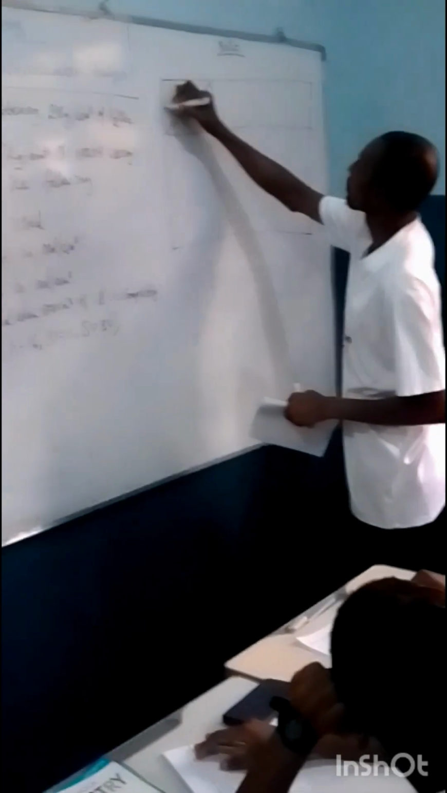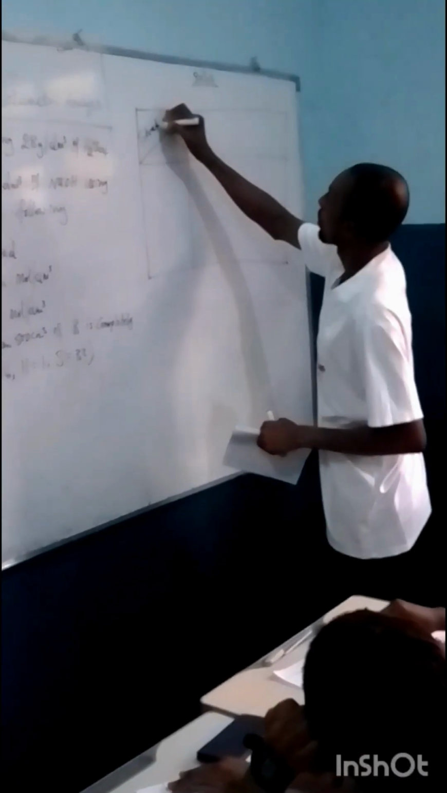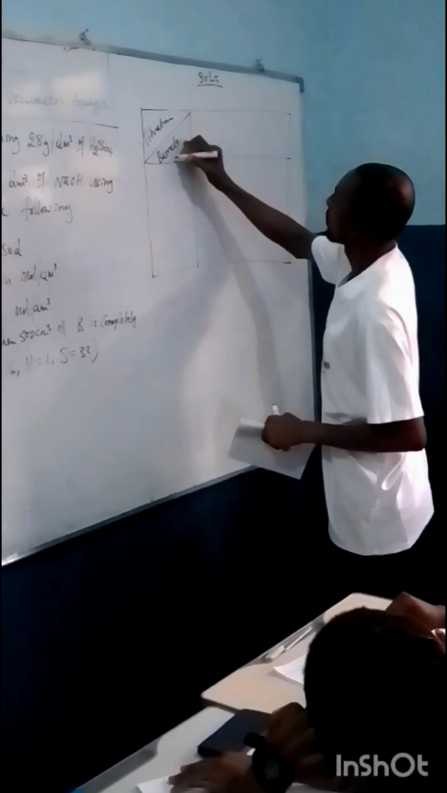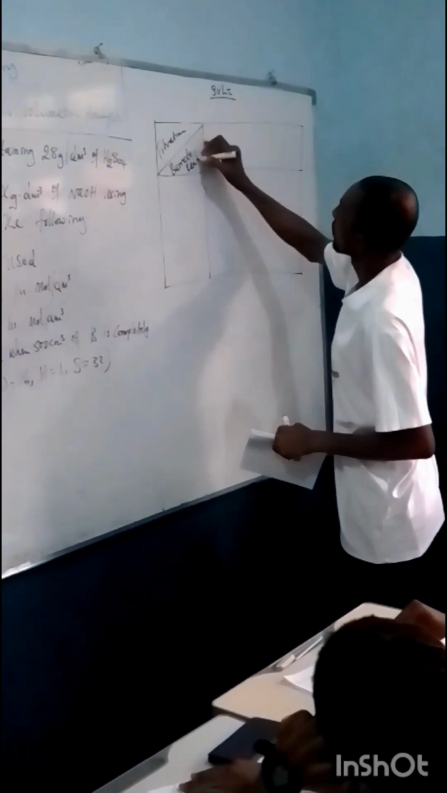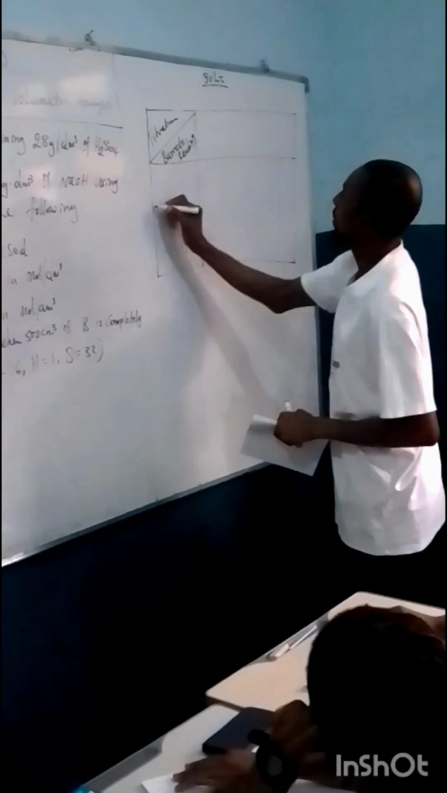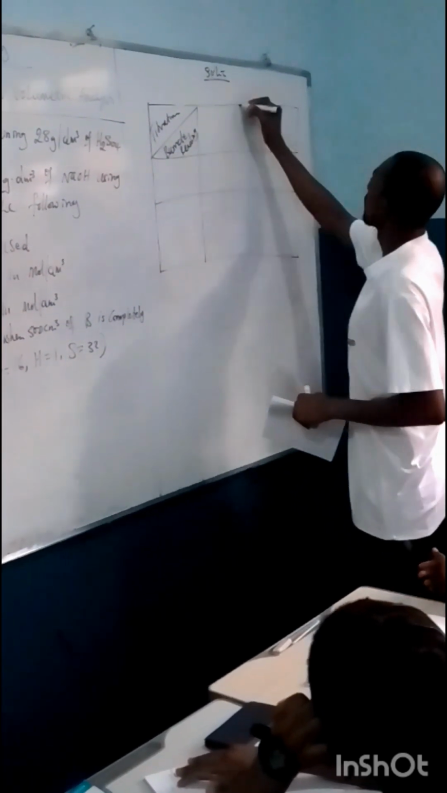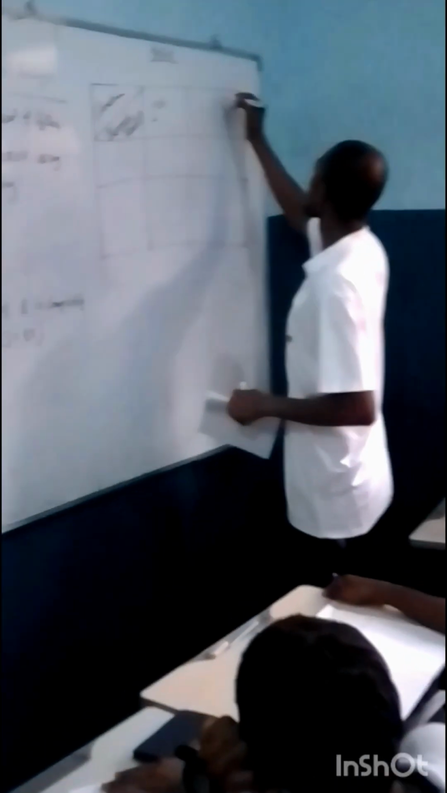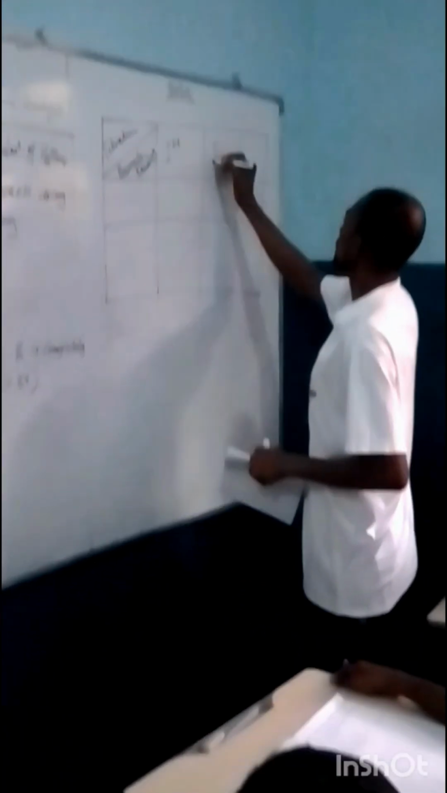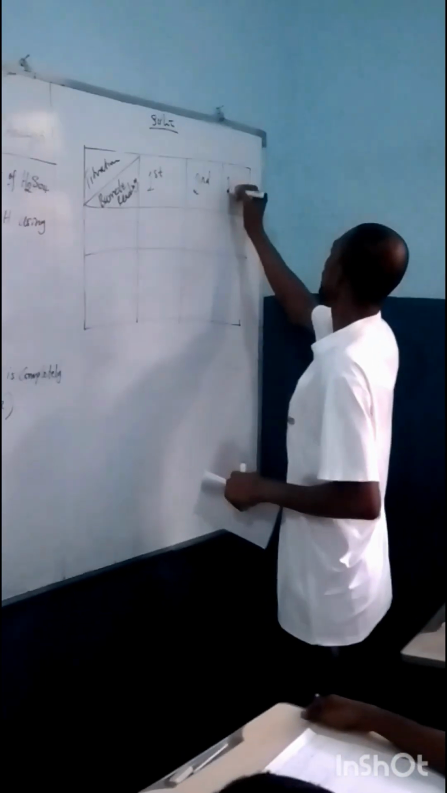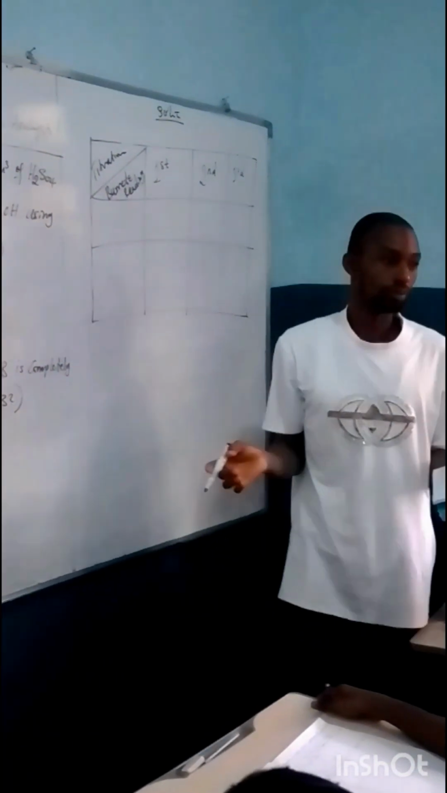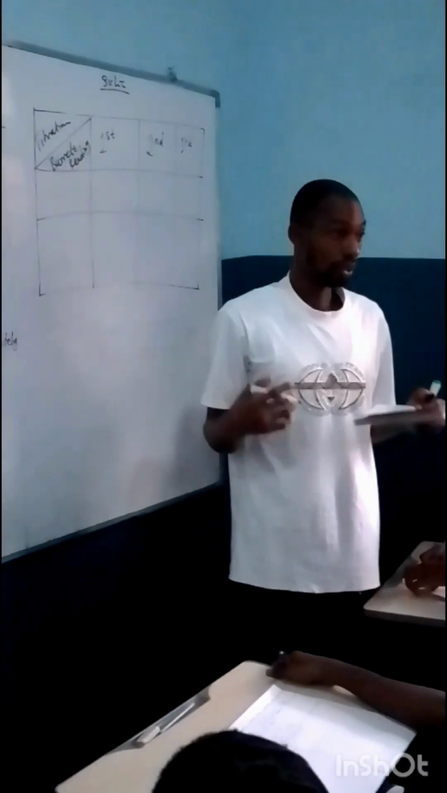In our table we have titration, and then we have the direct reading, and then we have the first reading. Just like I said, I'm going to make use of the rough. We have the second reading, then we have the third reading. Because I'm using the rough, I'm assuming there was no rough. Do you understand what I said?